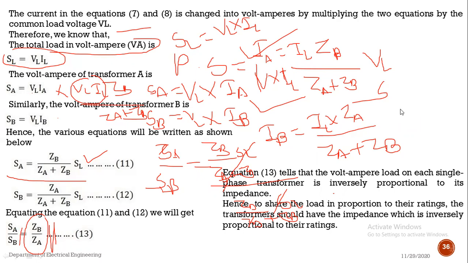सो दिस इज वन ऑफ द MCQ क्वेश्चन. So hence to share the load in proportion to their rating, the transformer should have the impedance, ट्रान्सफॉर्मरचा इम्पिडन्स, it is inversely proportional to their rating. त्याच्या VA रेटिंगला इनवर्स प्रोपोर्शन मध्ये पाहिजे. Okay, then the load share will happen in the proportion of their rating.